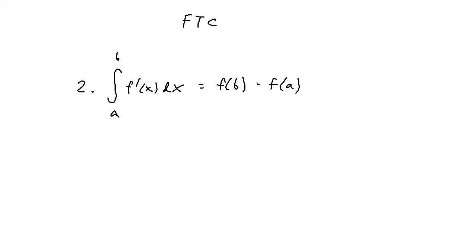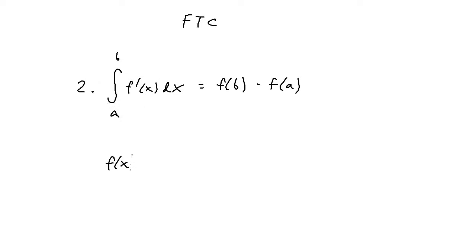Now moving on to the second part of the fundamental theorem of calculus, let's say you have the integral from a to b of f prime of x dx. Now the way you evaluate this integral, all you have to do is take f of b minus f of a. And this leads me to explain how you evaluate an integral. So if f prime of x is a derivative, the antiderivative of f prime of x is just going to be f of x, right?